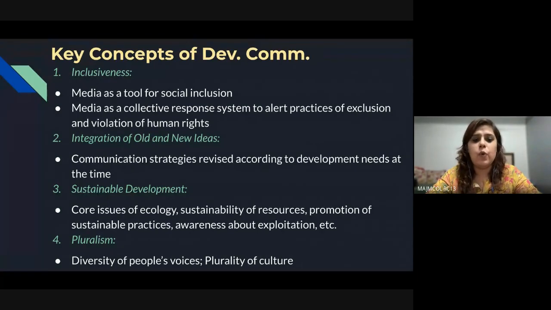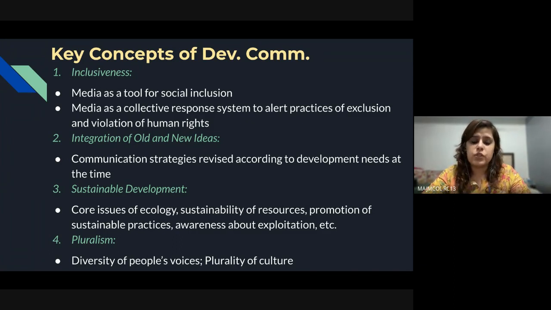It is also the integration of old and new ideas. Now, communication strategies need not be defined at a certain moment of time. When communication came about in the 1970s, 1980s, it had a different definition, it had a different process of working out. But that is essentially different from communication for development at the present. So the strategies are integrated from the old and the new. It's not an entirely new idea that is developed in the current scenario wherein we're just using new media technologies, but we're also using mass media, and we're also using tools from the 1970s and 80s to bring about development communication in a wholesome manner.